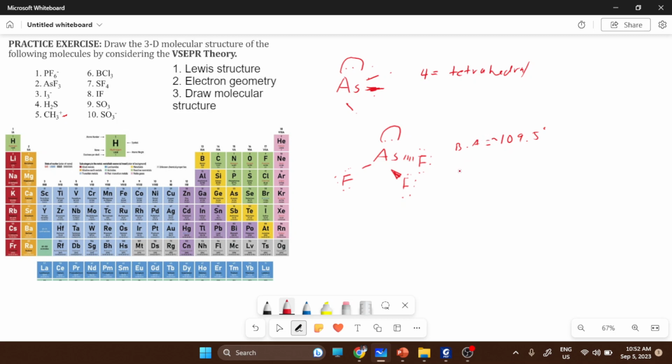Hybridization, again, when it's 4, what is it? That is sp3. Its hybridization is sp3. What is its shape? That is trigonal pyramidal. Okay? So, Lewis structure, electron geometry, and molecular structure. Okay?